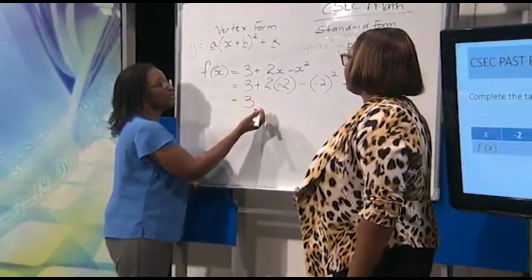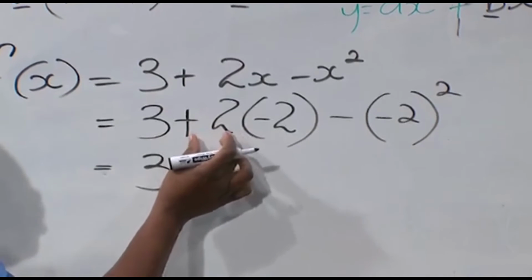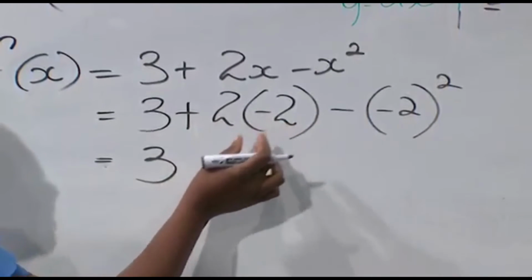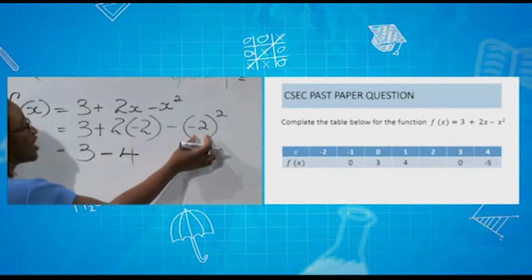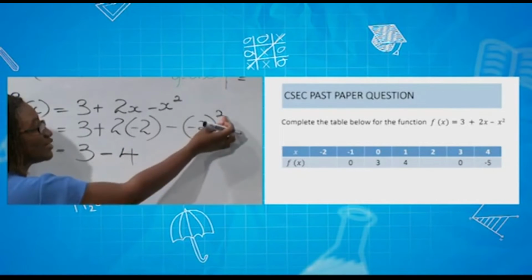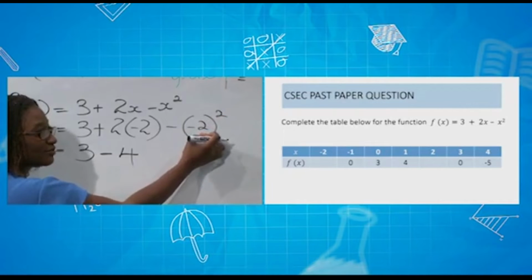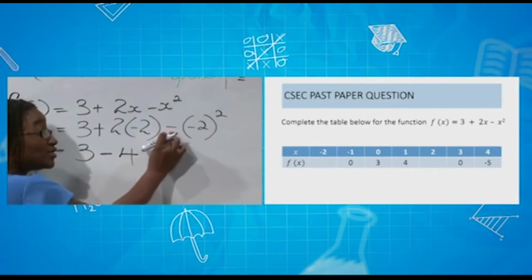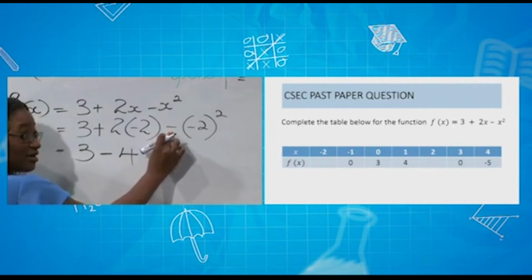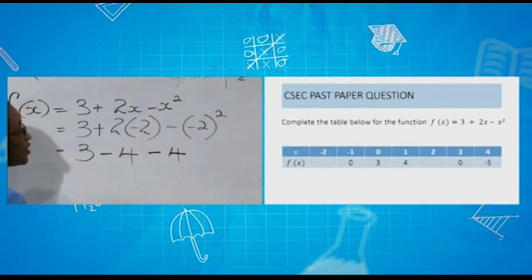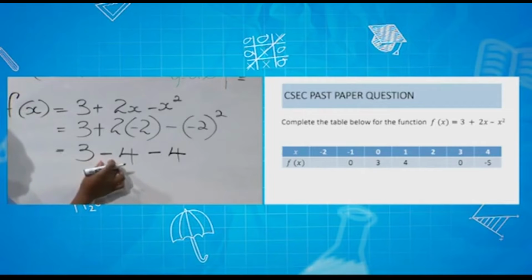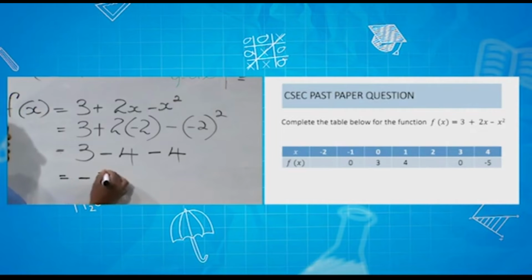All right, so we're going to quickly do this. Here we have our 3. Now we need to work out a positive 2 times a negative 2, and that will give me a negative 4. And here I have a negative 2 that is squared, and that will give me a positive 4. But then I also have this subtraction sign, so in fact it's minus 4. So here it's 3 minus 4 minus 4, which will now give us a negative 5.